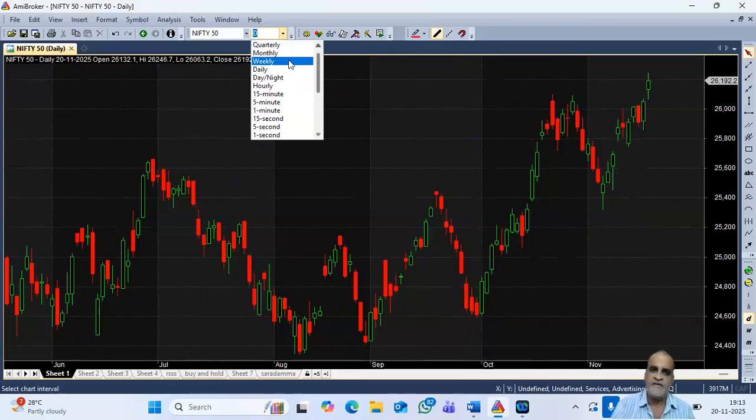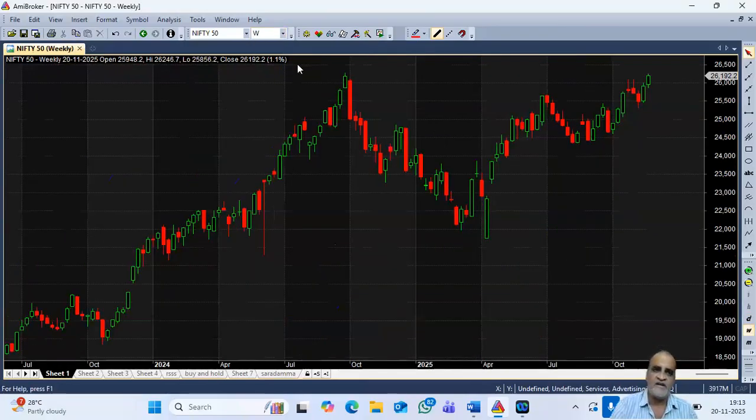Here we converted weekly. Now you can see, once we converted this chart from daily to weekly, there are less fluctuations, less ups and downs compared to daily. We can also, and we should also, draw trend lines on the weekly charts like this.